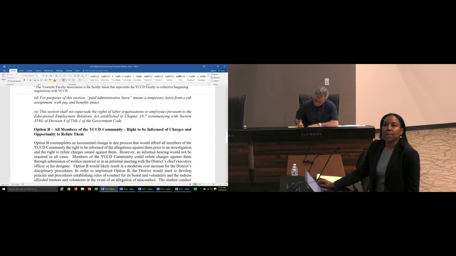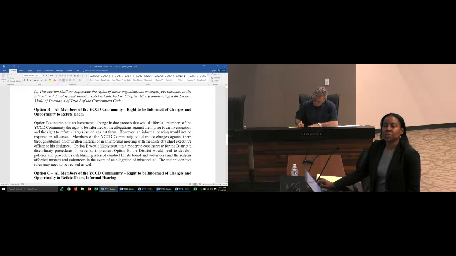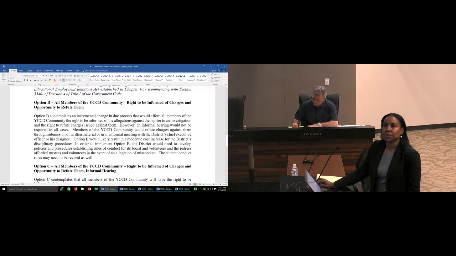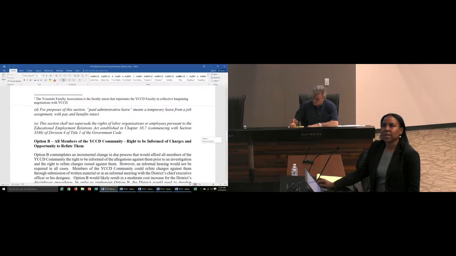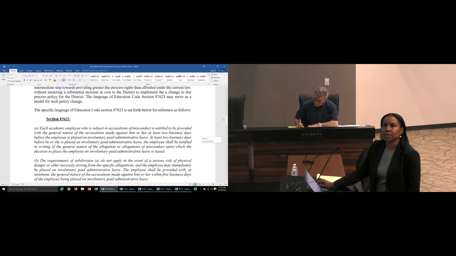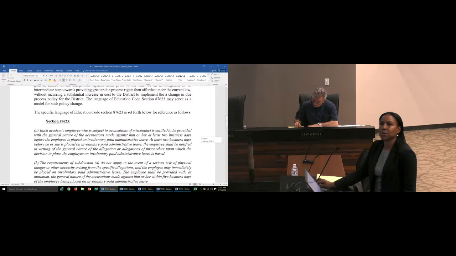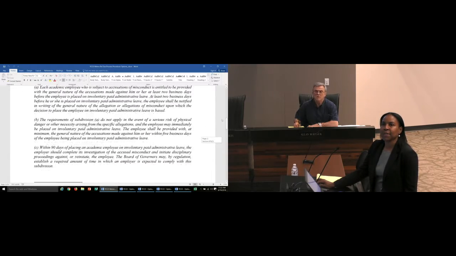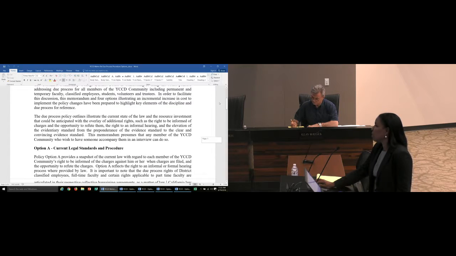Then we'll go through option B, and that's the right to be informed of charges and the opportunity to refute them. I had done a revised copy that had fiscal impact on it, and I don't see that on this one. Oh, actually, no, it's on the option. It should be on this one, actually. So option A has no fiscal impact. Option A is the current state of the law. Costs stay as they are.